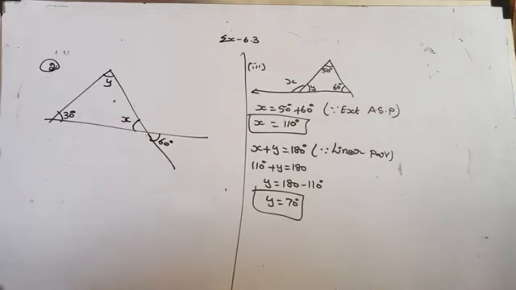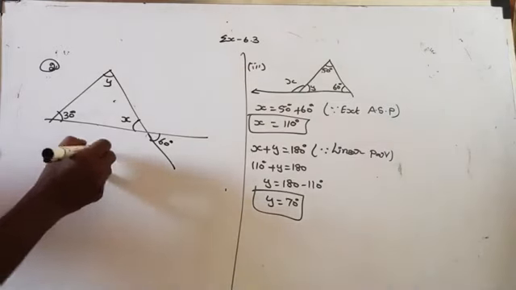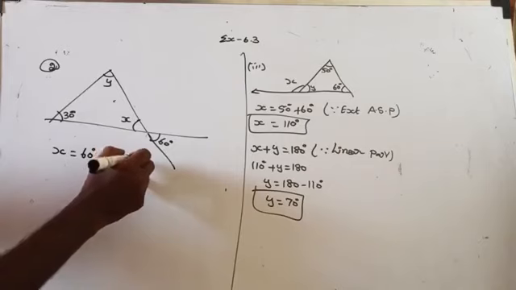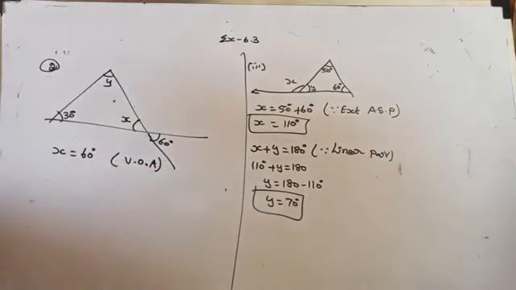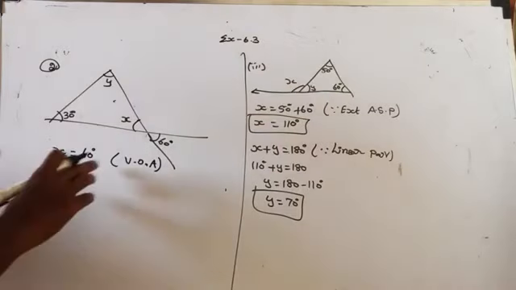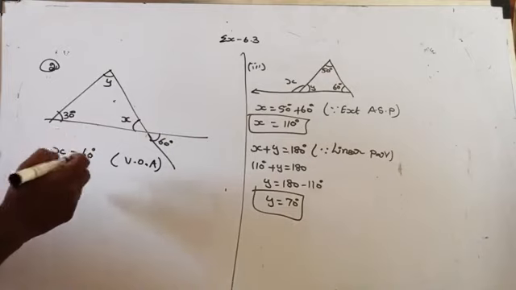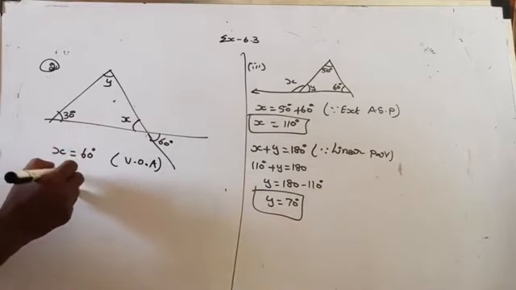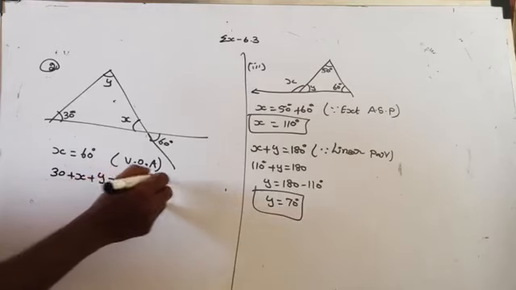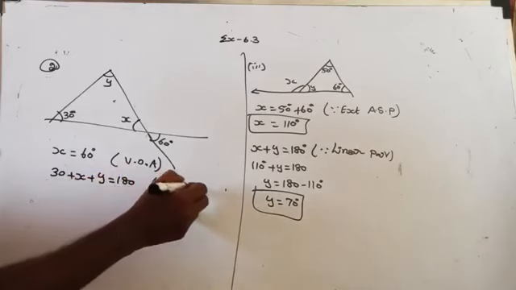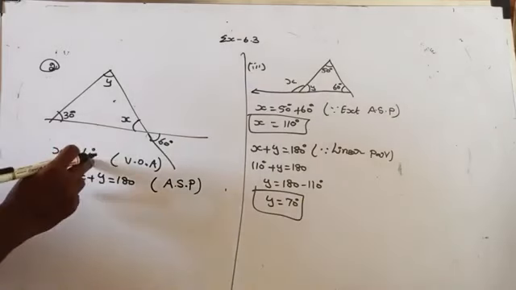What is that? X is how much? 60 degree, since vertically opposite angles. So once you have found the value of x, you can find the value of y by using the angle sum property of a triangle, that is 30 plus x plus y equal to 180 degree. What is the reason? Angle sum property of a triangle. Right?